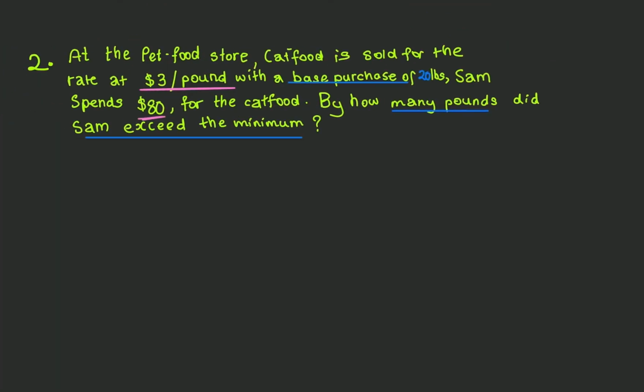Let's look at this example. Our second example says, at the pet food store, cat food is sold at the rate of $3 per pound with a base purchase of 20 pounds. Sam spends $80 for the cat food. By how many pounds did Sam exceed the minimum? Alright, so in this case, $3 per pound could be written as 3x. Let's say x is in pounds. And let's equate this to 80 to find out how many pounds he spent in total for $80.